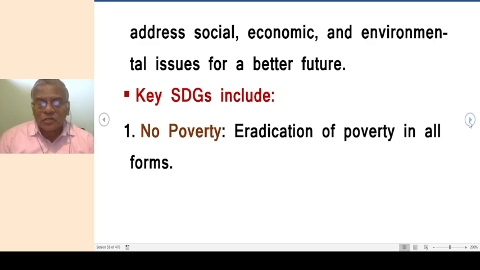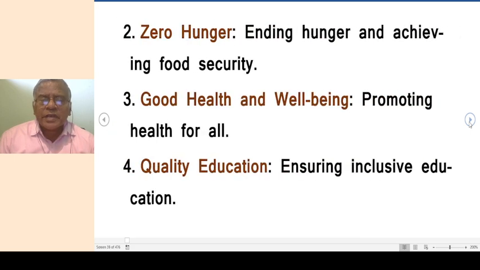No poverty, the first one. Eradication of poverty in all forms. That is what they said. SDG, the first number will be on the poverty issue. There should be no poverty. Eradication of poverty in all forms. Second, zero hunger. No one should be hungry. Ending hunger and achieving food security. That's the second SDG goal.